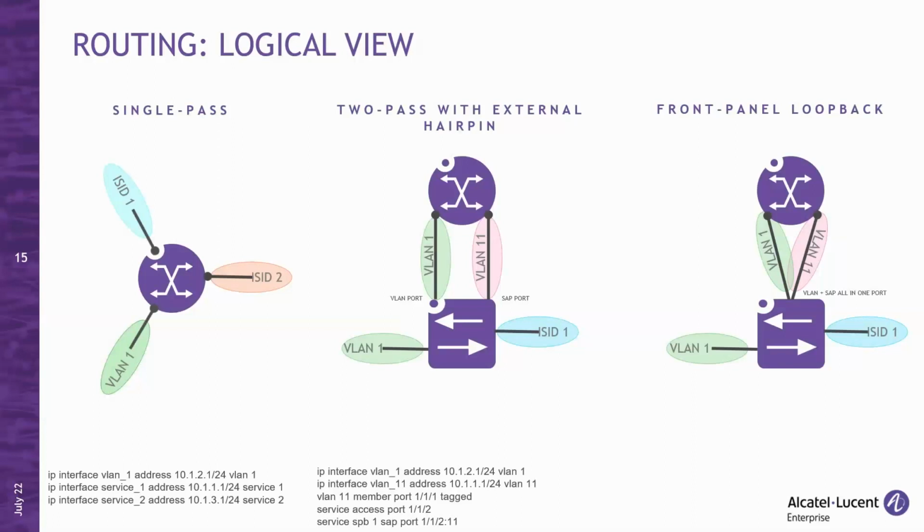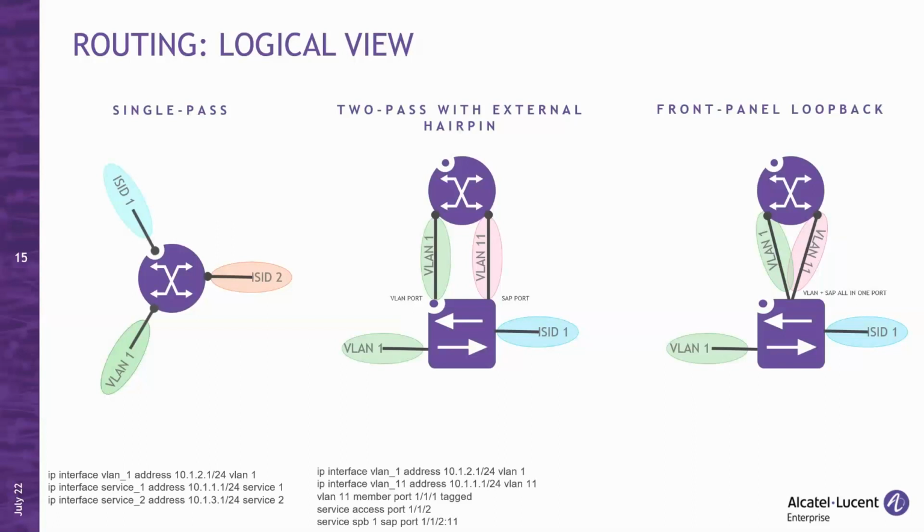In all the products that require either an external physical hairpin or a front panel loopback, the bridging and routing functions are separate. There is no integrated routing and bridging in the SPB domain. IP interfaces can only be tied to a VLAN, but not directly to an SPB service. So in order to route between SPB services or between an SPB service and the VLAN, you create a dummy VLAN where the IP interface is created, and either a physical hairpin or a virtual loopback to link an SPB service to its associated dummy VLAN.